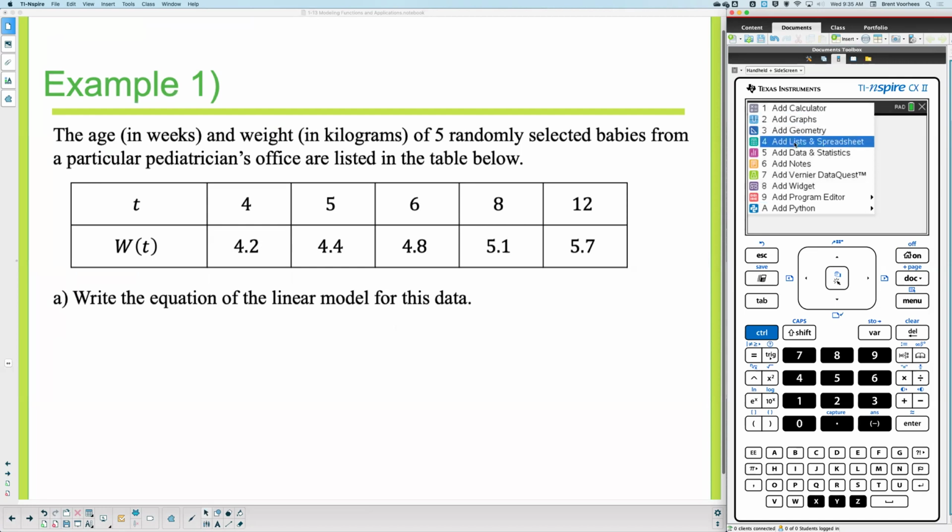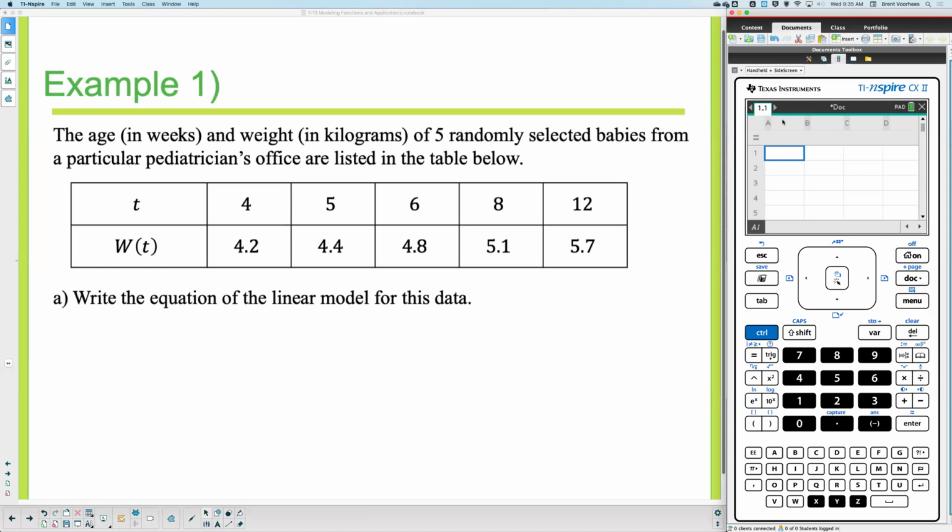I want you to go to Lists & Spreadsheets. Now, when we get to Lists & Spreadsheets, I want you to title your data columns up at the top. This one uses a T and a W. You don't have to put W or T, we could use X and Y, but I'm going to use T and W.